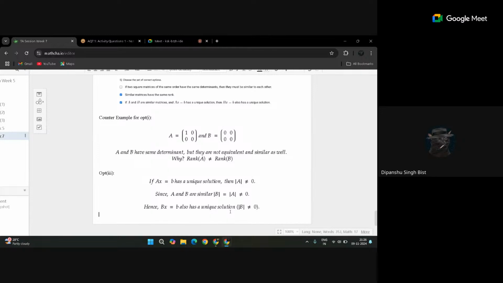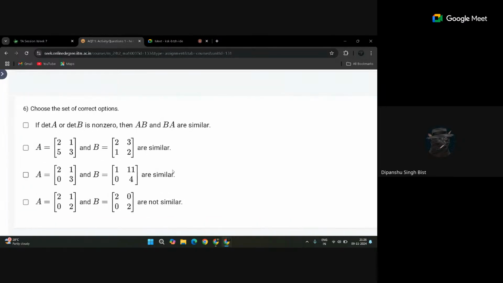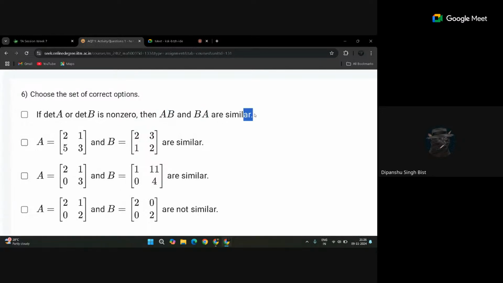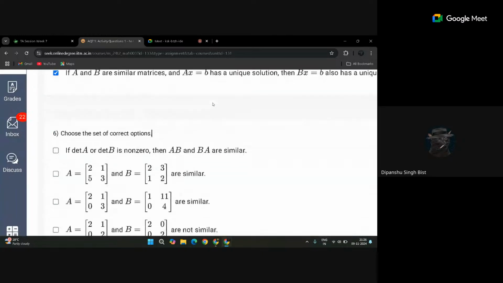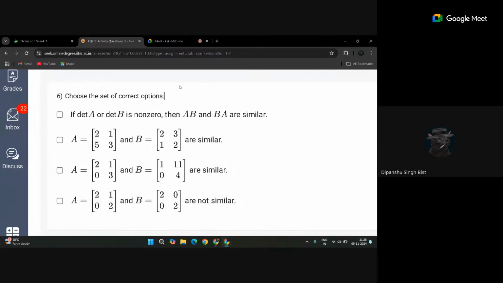Any doubt in this one? No, sir. Okay, option 4. If determinant of A or determinant of B is non-zero, then AB and BA are similar. Do you have anything for it? Is it true or false? False, right? Because we have not seen any property like this.